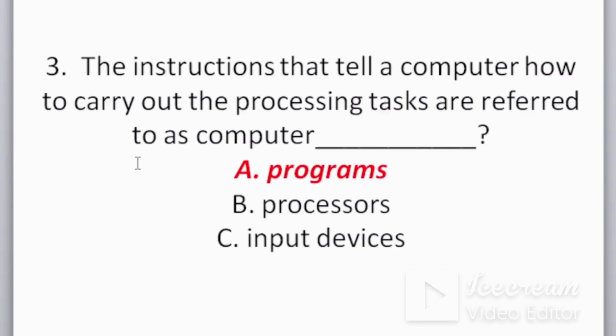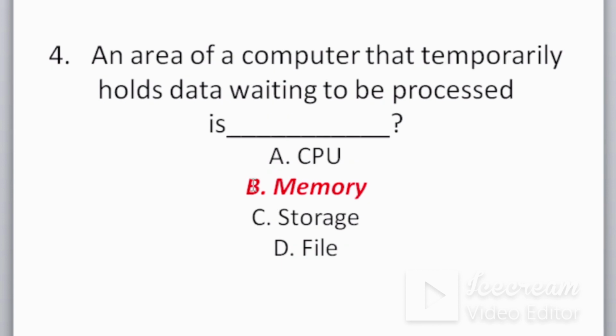Number 3, the instructions that tell a computer how to carry out the processing task are referred to as computer: A, programs; B, processors; C, input devices. The correct answer is programs.